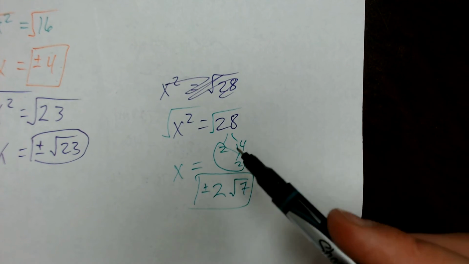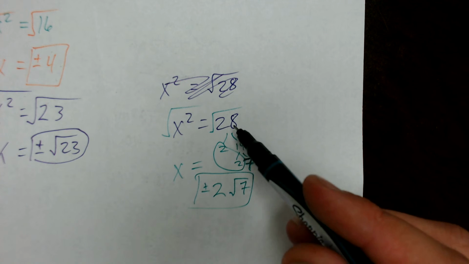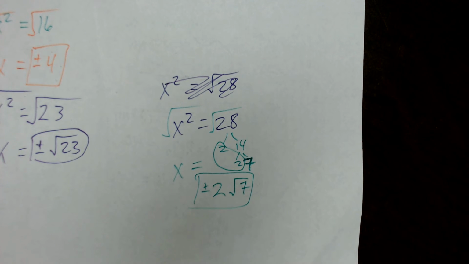So the most complex version of this that you're going to see right now is you'll have to do a little bit of factoring on the square root. That's it for this lesson.